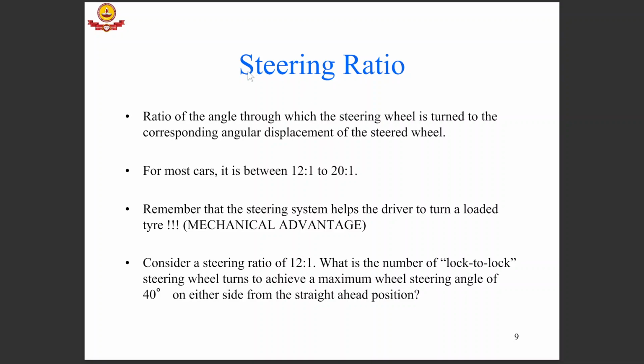Okay, so first thing is a steering ratio. This is the ratio of angle through which the steering wheel is turned to the corresponding angular displacement of the steered wheels. So steering wheel is the wheel which is rotated by the driver to give steering input, and steered wheels are the wheels which respond to this input. For most cars, it is between 12:1 to 20:1. So this type of steering mechanism helps the driver to turn the loaded tire onto the road by providing some mechanical advantage.